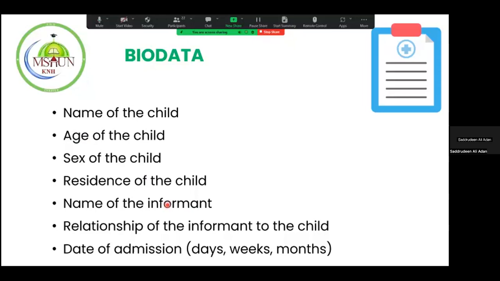Always ask the relationship of the informant to the child. It can be even a neighbor with the child. So you always also indicate the day of admission. And once you're presenting your history to your consultant, ensure you don't say the specific date.